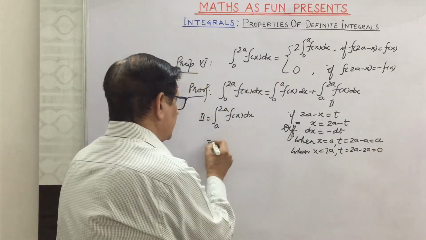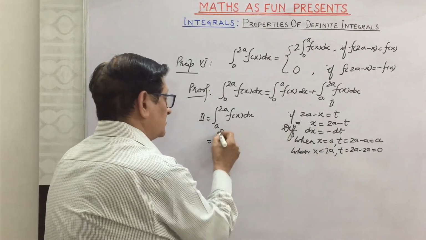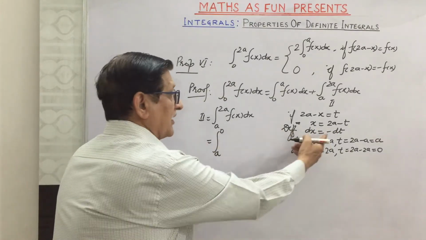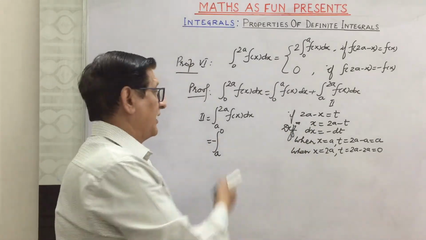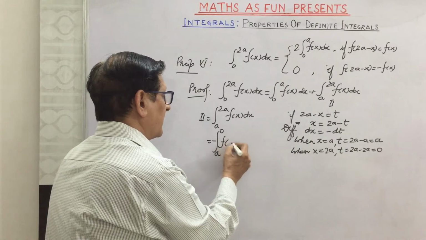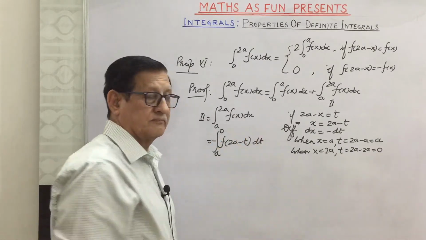It means this can be written as a to 0 minus dt in place of this, so minus can be taken out. And this f x can be written as f of 2a minus t dt.